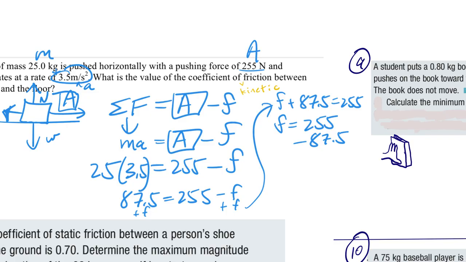Which comes out to be 167.5 newtons. Okay, so what's the coefficient of kinetic friction? Well, that equals the friction over the normal force. So I just got the friction as 168.